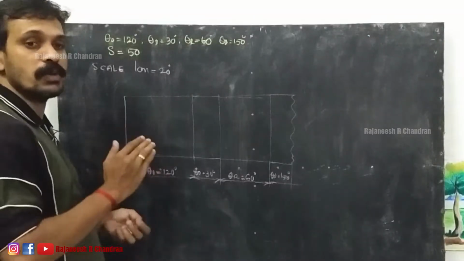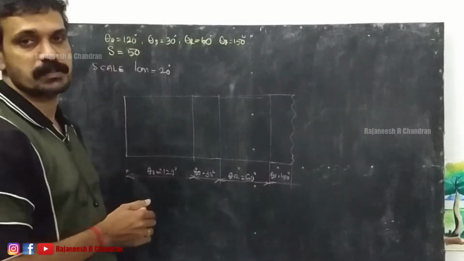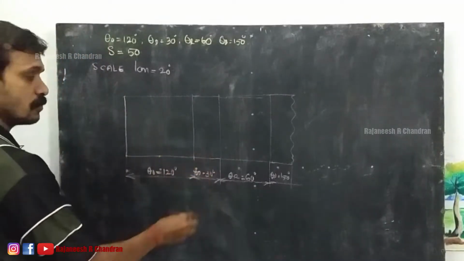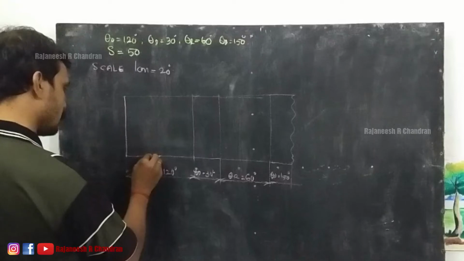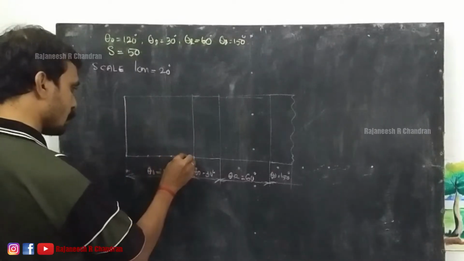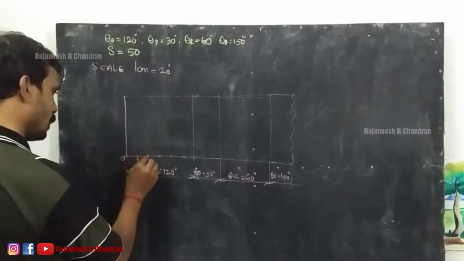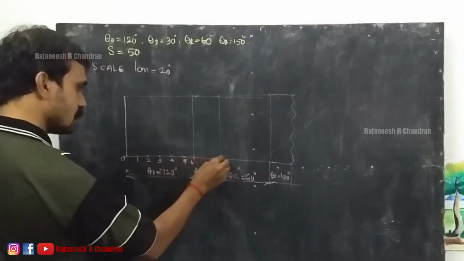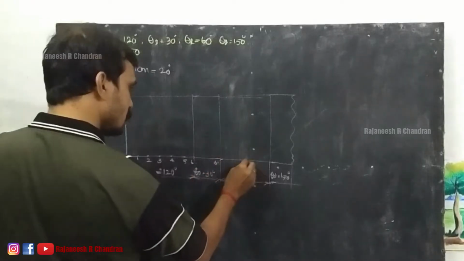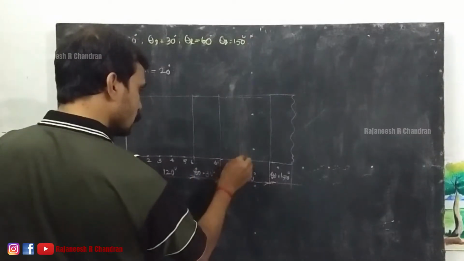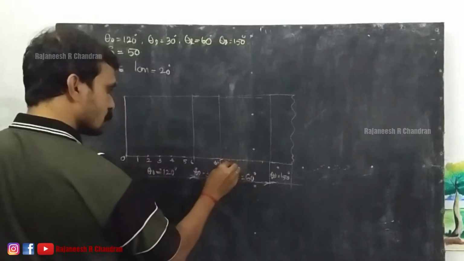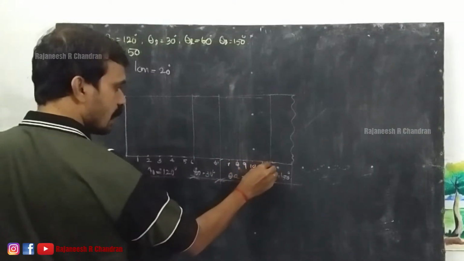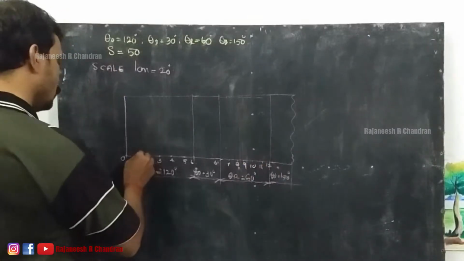Now, how are we going to construct the displacement diagram? For constructing the displacement diagram, divide this portion into 6 equal parts. This is 0, 1, 2, 3, 4, 5 and 6. Here it is 6 dash. This also can be divided into 6 equal parts: 7, 8, 9, 10, 11 and 12. Now draw vertical lines.